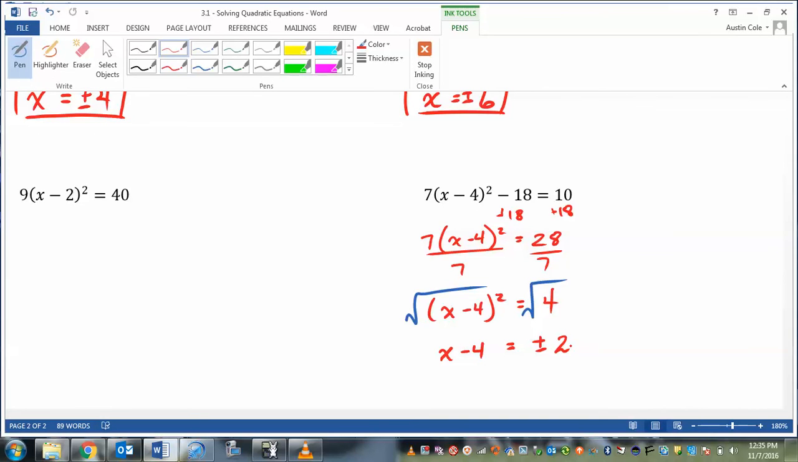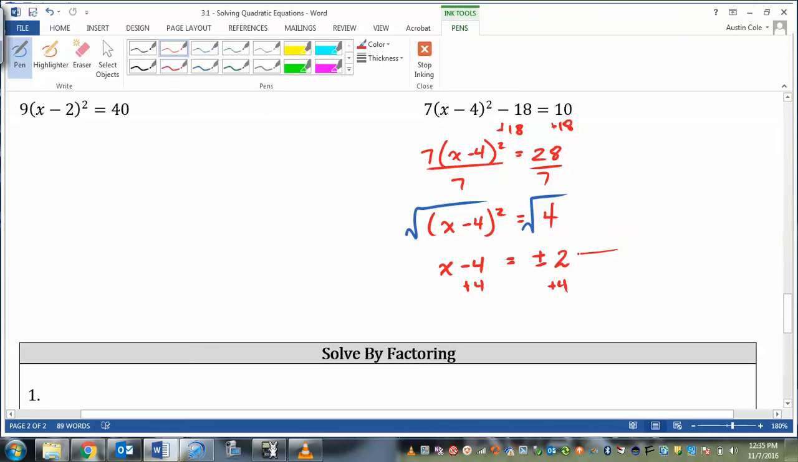Okay, any questions there? Now at the very end, now that we've gotten rid of the squared by square rooting, we can go ahead and add the 4 to both sides. Now here's the issue. Is that 2 or negative 2 right there? It's both of them.